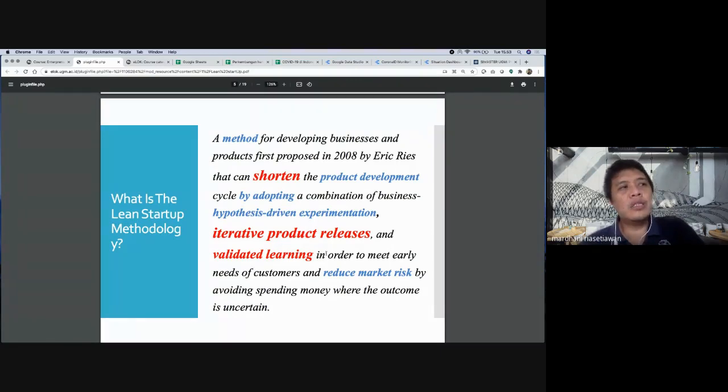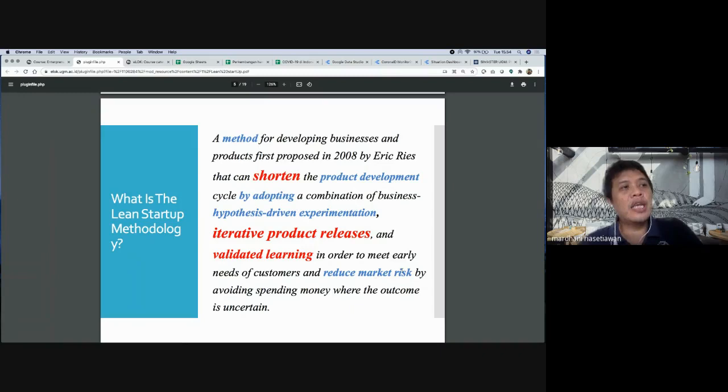And then the purpose of this is to meet the early needs of customers, and at the same time we reduce the market risk. I think you already understand about the needs of customers. Of course, we need to catch up with the customer needs, but also reduce market risk. It means that when we only focus on the technology or product, and we don't care about the customer need, when we launch the product, what happens? The customer will avoid and reject your product, for example. So that means you will have a failure. So we need to reduce that risk. That's why the iterative product release will be one of the solutions.